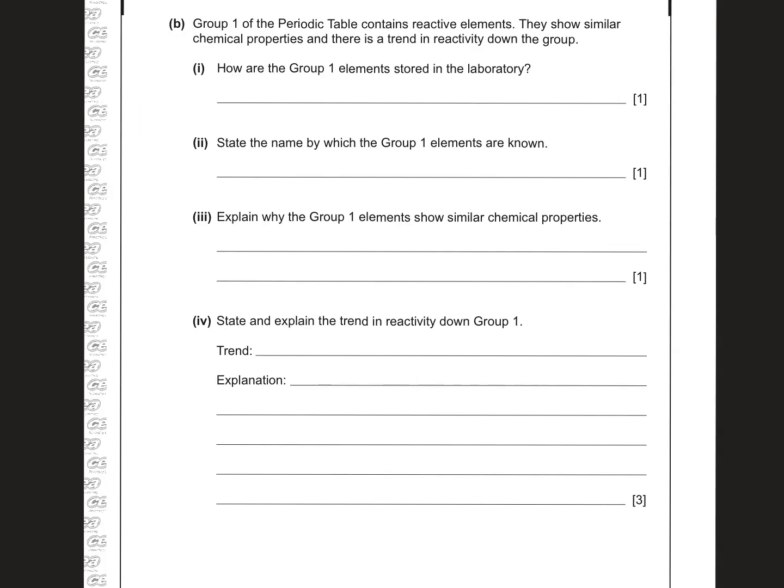Part B, how are the group 1 elements stored in the lab? Well, they're in oil. And that's like paraffin oil. That's to stop them from reacting with the oxygen in the air. It also prevents moisture from reacting as well. Part 2, state the name by which the group 1 elements are known. And that's the alkali metals. Just be careful that you don't lose a mark here by saying the alkaline metals.